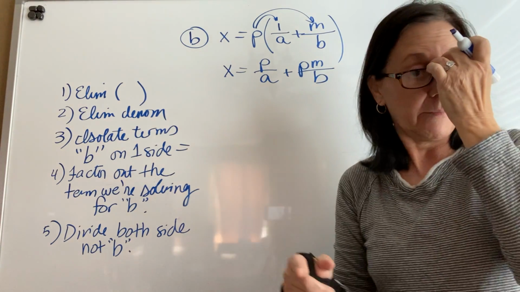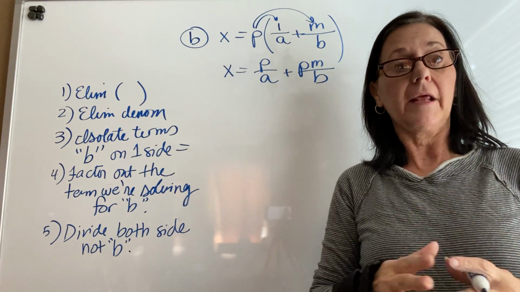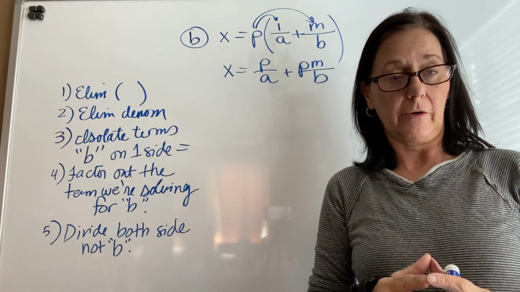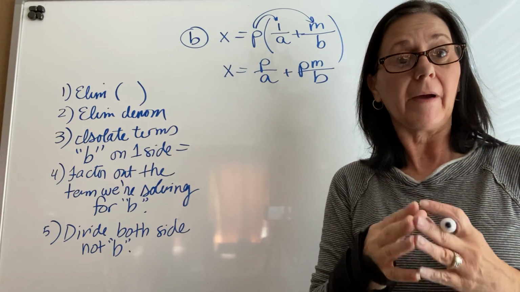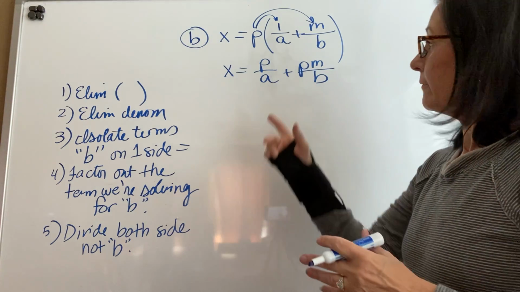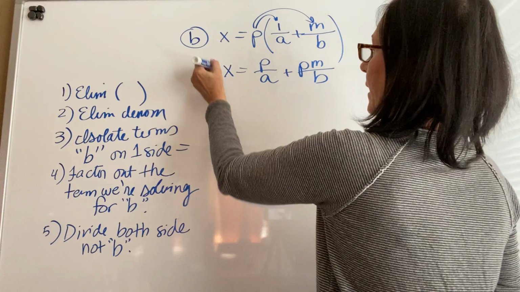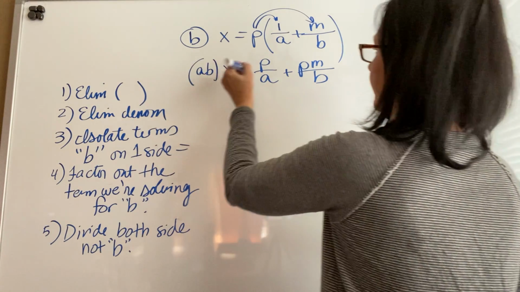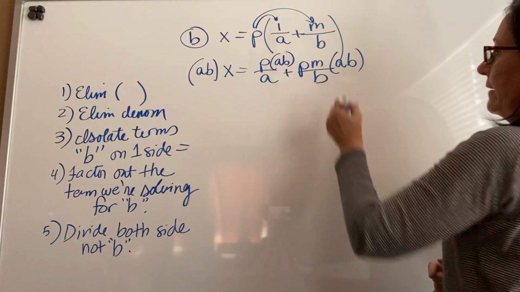All right, step 1. Step 2, I'm going to eliminate the denominators. I eliminate the denominators by multiplying every term. Remember, that's the rule, or else I change the equality. I have to multiply every term by the same value. All right, so my common denominator will be a times b. That's what I'm going to multiply every term by, a times b, every term.